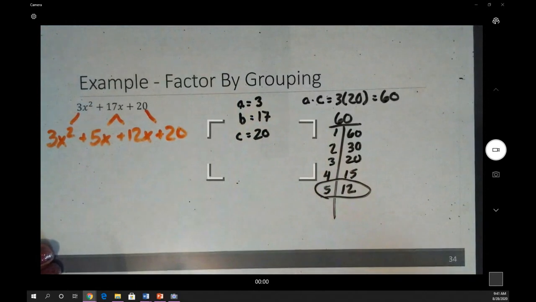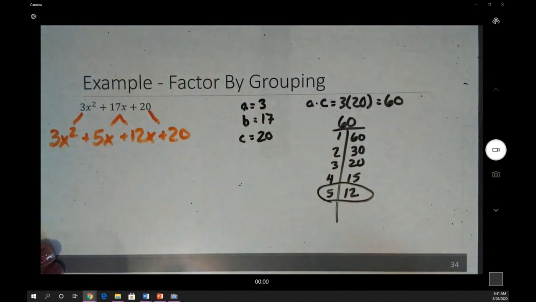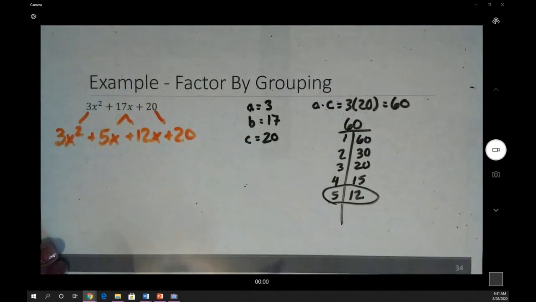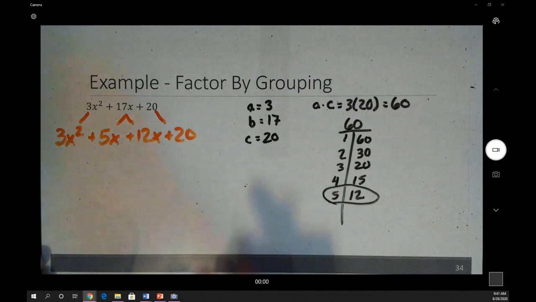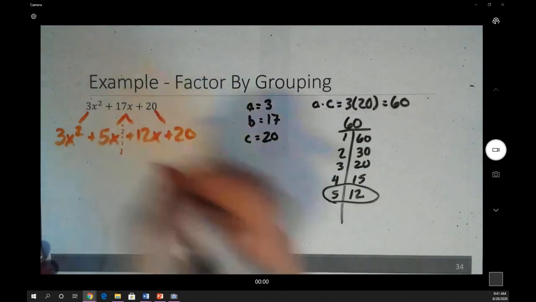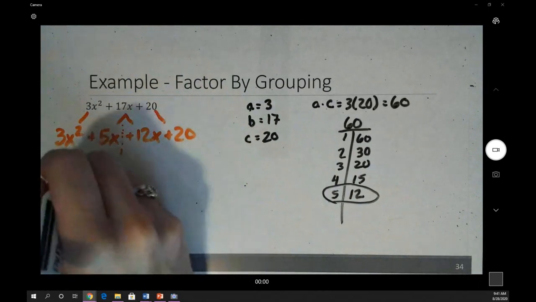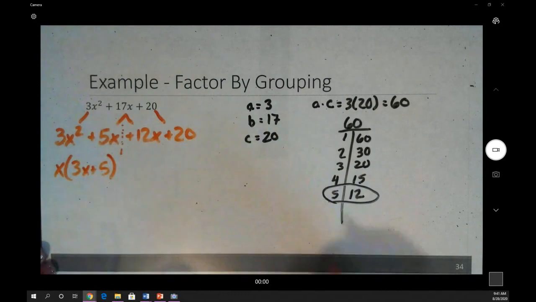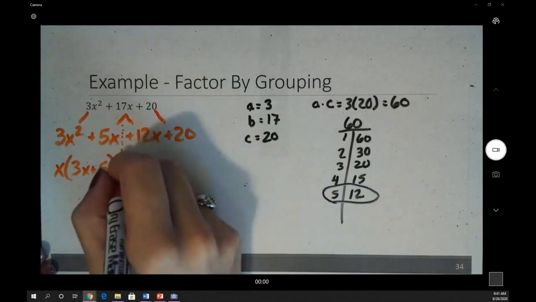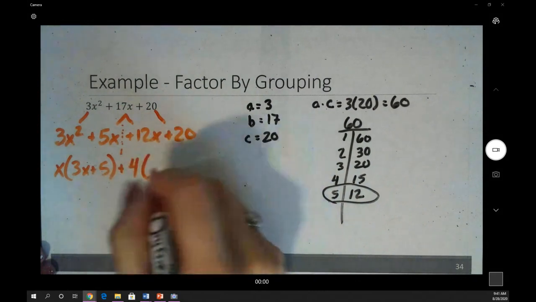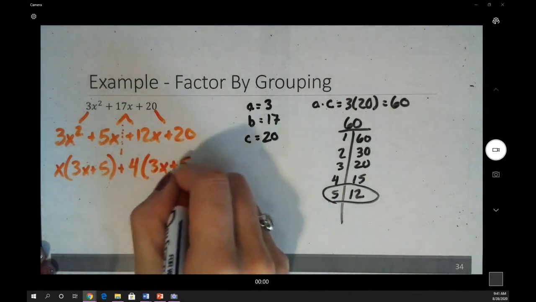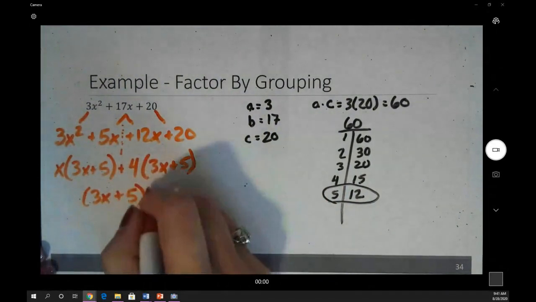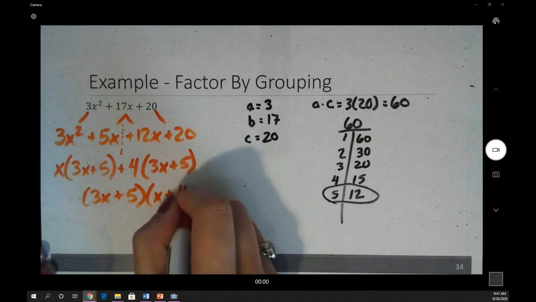Once upon a time, I had a student tell me that this was also called the pants method because this looks like a pair of pants with the way the lines are drawn. It's weird, but whatever. We break it down the middle. Between 3x squared and 5x, I can factor out an x, which leaves me with 3x plus 5. Between a 12x and a 20, the greatest common factor is a 4. So if I factor out 4, I have 3x plus 5. So we have the 3x plus 5 in common. And if we factor out the 3x plus 5, that leaves us with x plus 4.